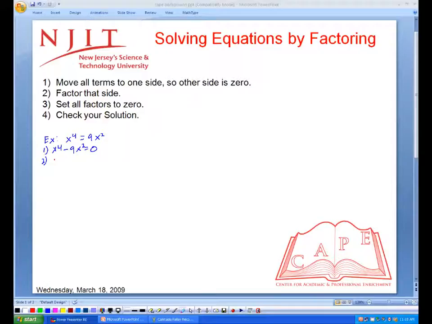So our second step will be to factor out the x squared, and then we set all the factors to 0. And then that implies x equals 0 or plus or minus 3. So the fourth step is just to check. And we see here that 0 equals 0, which is true, so it's okay.